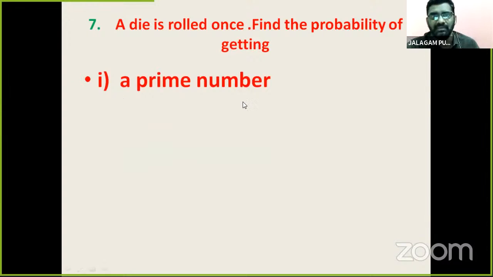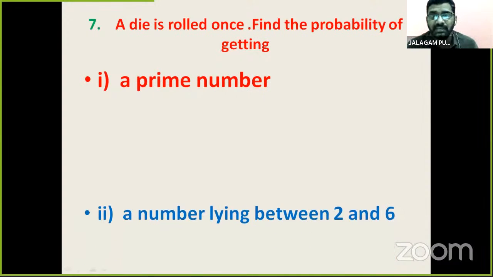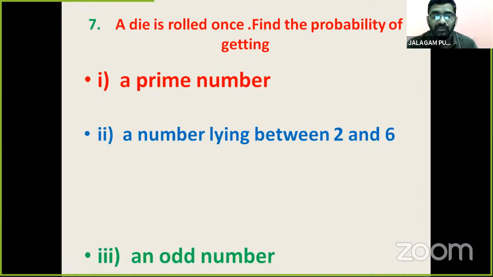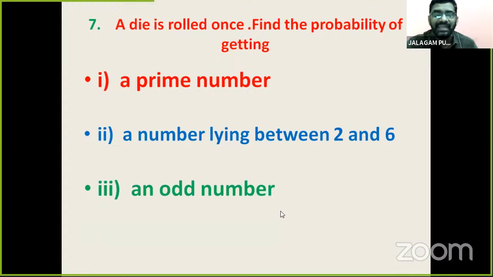The first one is getting a prime number. Listen carefully, children: we find the probability of getting a prime number. The second one is a number lying between 2 and 6. And the third one is an odd number.